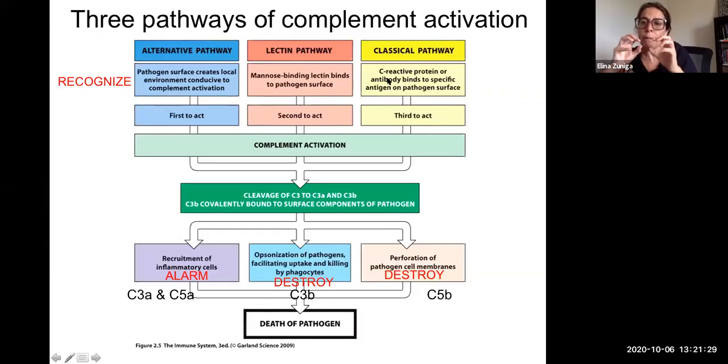I'm always talking about antibody complexes here, so it's not just the antibody, but the antibody associated with the pathogen or with its ligand in the pathogen, that will trigger the complement activation. So it's the antibody complex, antibody plus pathogen, that triggers the complement activation.